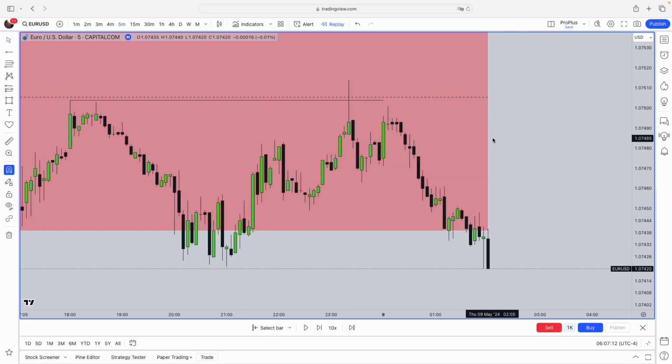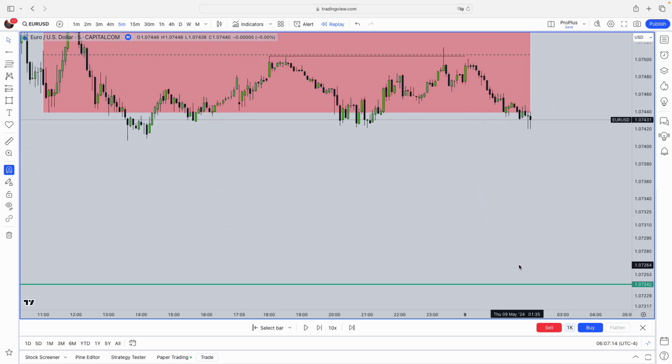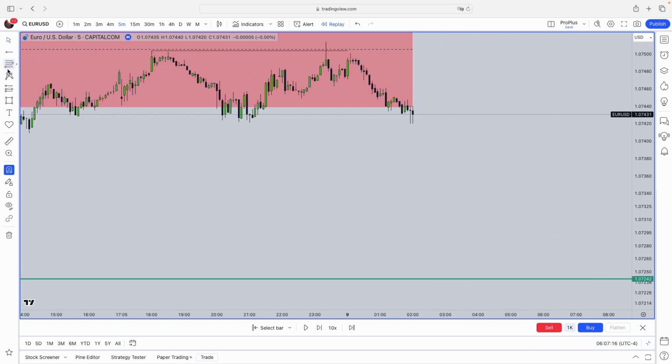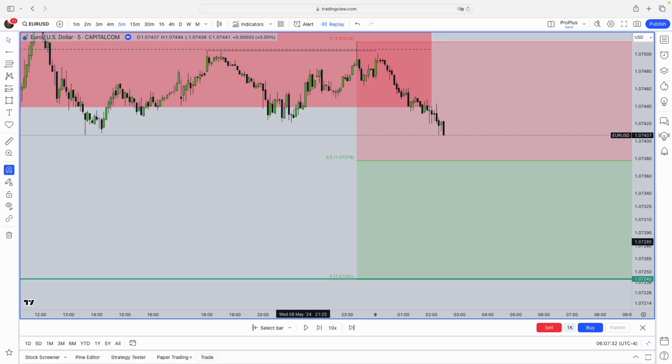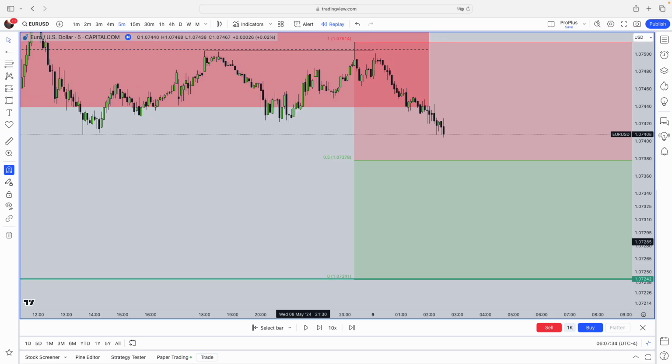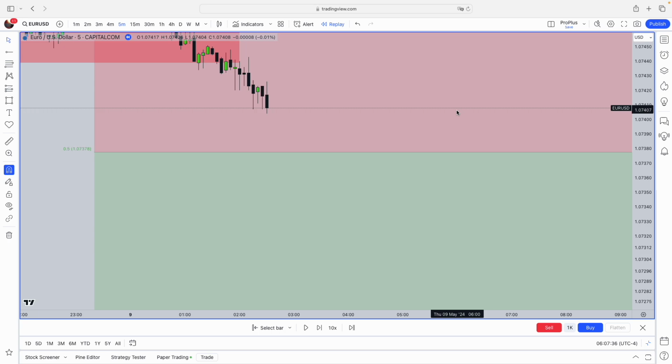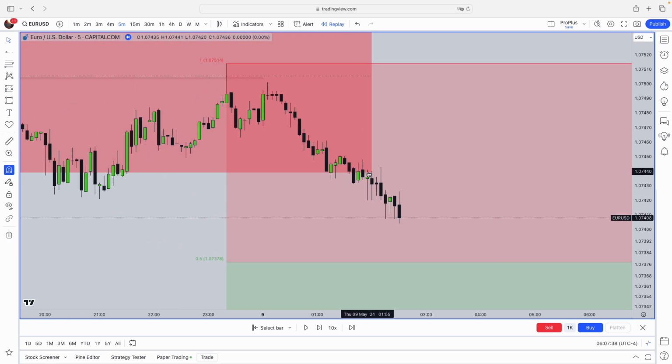Okay, so it's 2 AM here. Our target is down here. So just draw from the high to the low. Any of this pink area here, we want to be selling, and once it taps into the equilibrium and discount, we do not want to be selling. So it pulls lower. I just want to wait for a bearish order block, so this candle here.